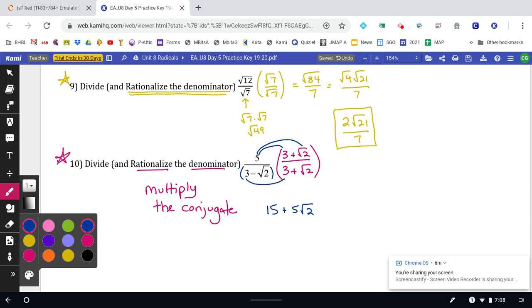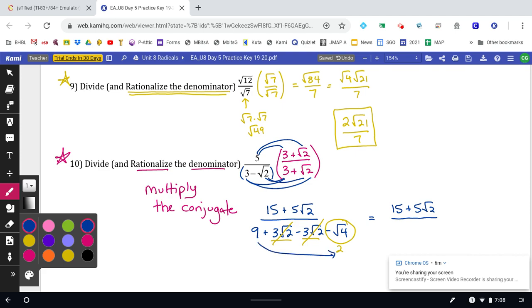And on the bottom, I'm double distributing. So 3 times 3 gives me 9, plus 3 radical 2, minus 3 radical 2, minus the square root of 4. Now the square root of 4, though, is really just 2. And these two in the middle are the same value, one positive, one negative. They're going to cancel. So I now have 15 plus 5 radical 2 all over 9 minus 2, which is 7. And that's my answer.